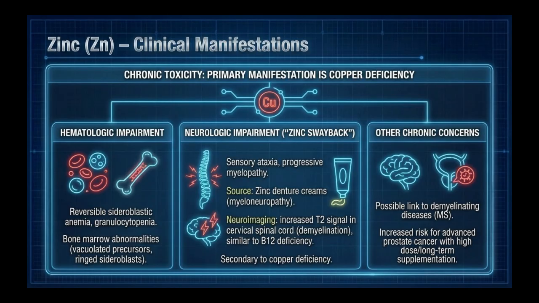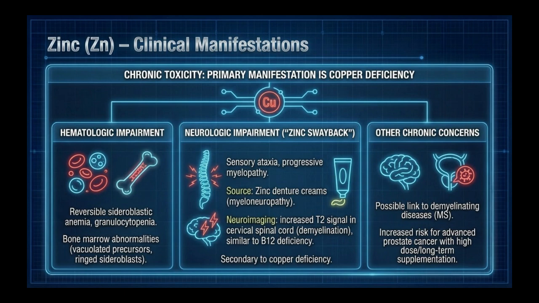Neurologic impairment is a syndrome sometimes referred to as zinc swayback. It encompasses symptoms such as sensory ataxia and progressive myelopathy, which are often associated with elevated zinc levels and low copper concentrations in the body.